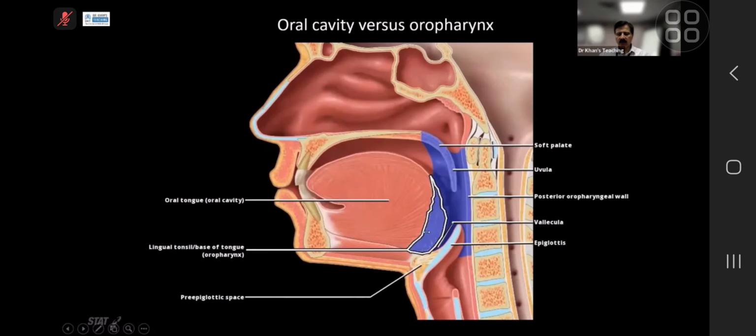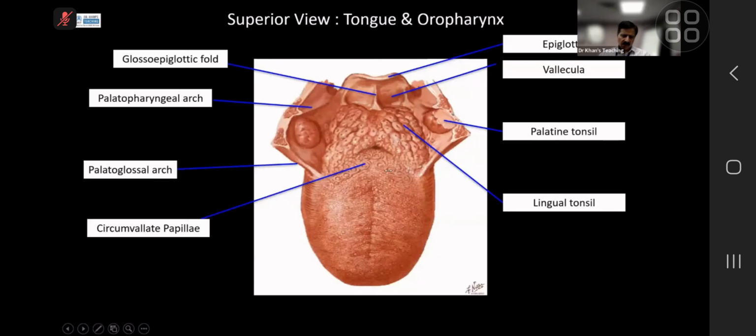Do not confuse the term base of tongue with root of tongue. Root of tongue is inside the tongue here. We did cover it in oral cavity. So this is the base of tongue where the lingual tonsil is. This is the epiglottis, which is part of the supraglottic larynx. And inferior to this portion will be the hypopharynx. So now, these are the landmarks to differentiate between the oral cavity and the oropharynx.